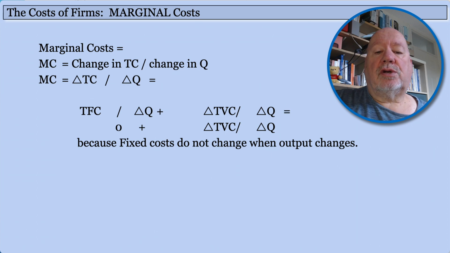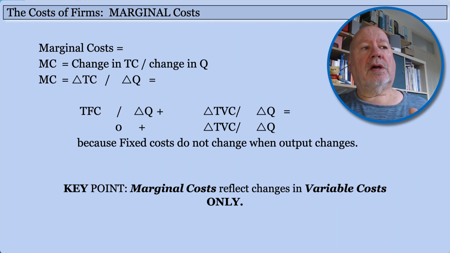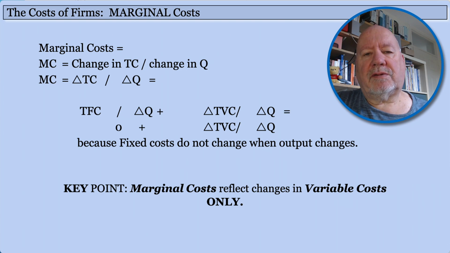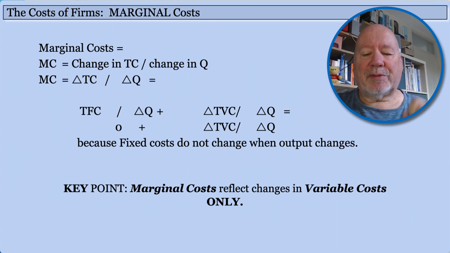Okay, so therefore marginal costs only reflect changes in variable costs, and that's going to be important later when you maybe set a question about what's the effect on the firm of increasing costs. You've got to be careful which costs are you talking about. Okay, but that's something to consider for later on.